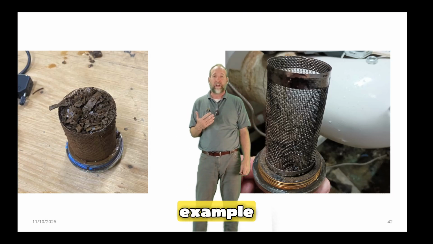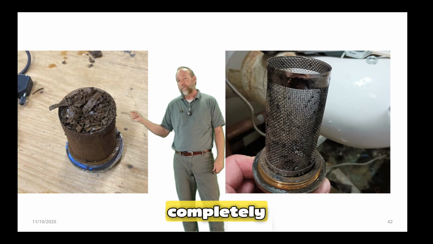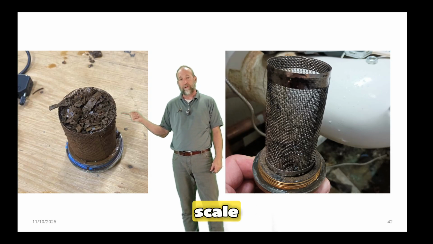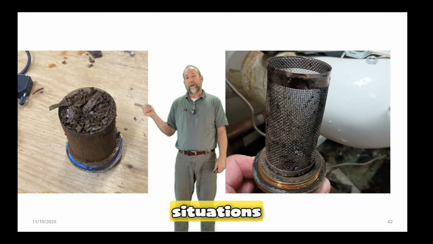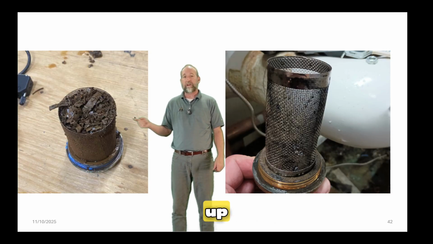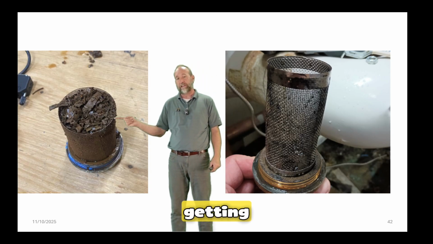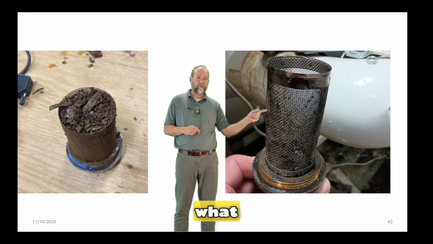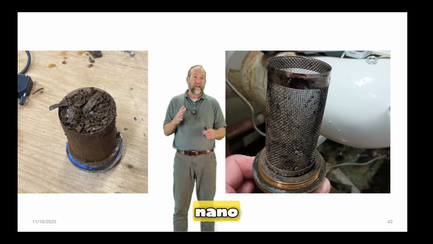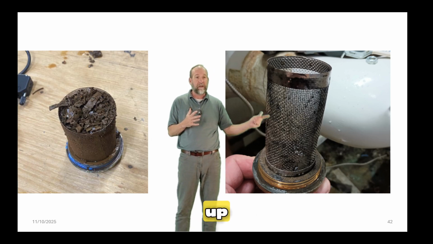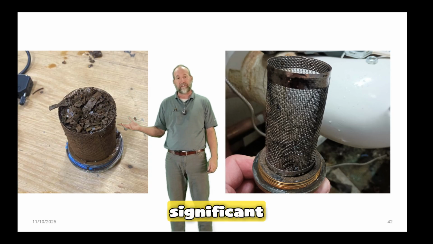Here's a beautiful example, right? So here's a completely plugged, holy cow, that's a lot of scale piled up into a strainer, right? We've seen situations where you've got that much scale built up in there go all the way to completely clean, right? So this is what they were getting prior to nanobubbles. This is what they can be expecting after nanobubbles, all right? Just a little bit of buildup in the strainer basket versus a significant amount.